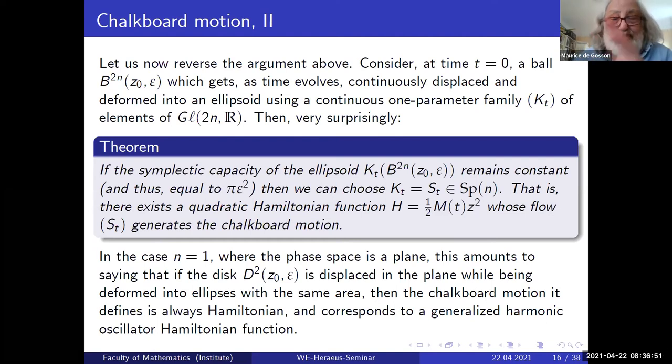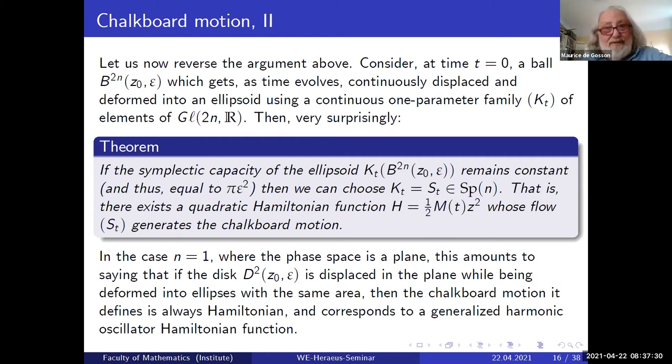Now, just to make the general idea a little bit simpler, in the case n equal to 1, say we have a disk with radius epsilon. I have drawn that on the blackboard and I displace that disk in an arbitrary way along the blackboard while deforming it and keeping the area of this deformed ball constant. I deform it into an ellipsoid. But then, very surprisingly, the motion is automatically Hamiltonian here.